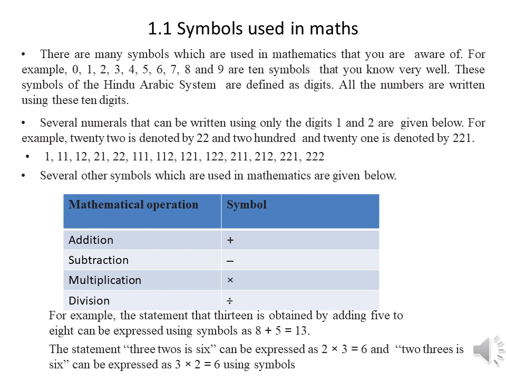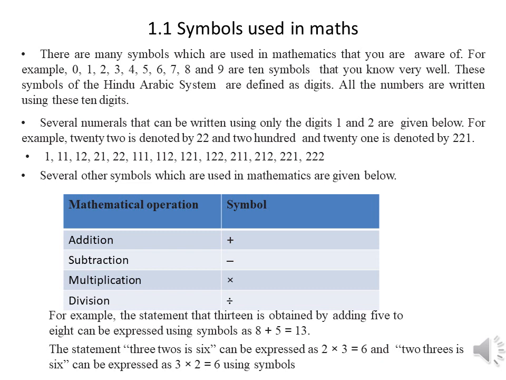There are many symbols which are used in mathematics that you are aware of. For example, 0, 1, 2, 3, 4, 5, 6, 7, 8 and 9 are 10 symbols that you know very well. These symbols of the Hindu-Arabic system are defined as digits. All the numbers are written using these 10 digits.